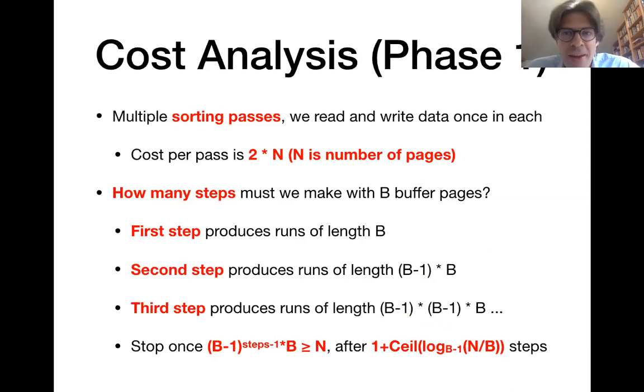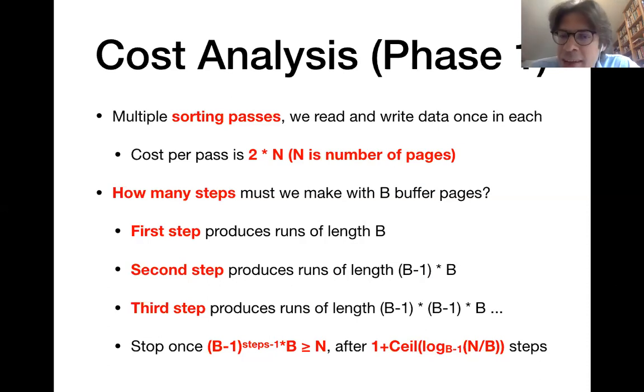All right. So if we analyze the cost of that phase, we have to execute multiple sorting passes, and in each of those passes, we read and write the data once. So if n is the number of pages to sort, then the cost per pass is 2 times n, reading and writing. Now, the interesting question is, how many passes do I need to make until all the data is sorted? And we can think about the length of the sorted runs that I'm producing, because if that length reaches the entire data set, I know that I'm done.